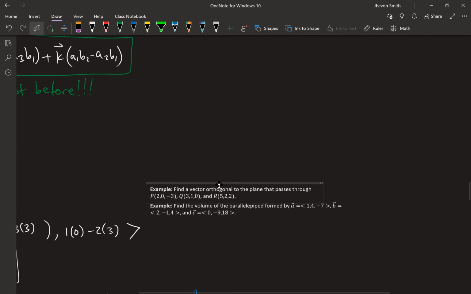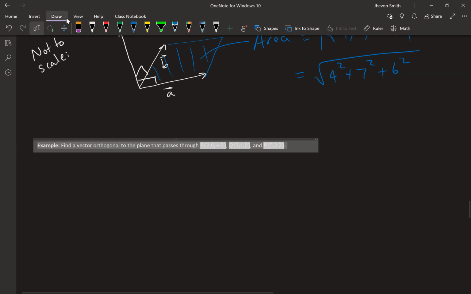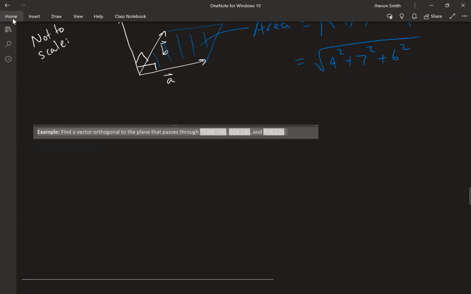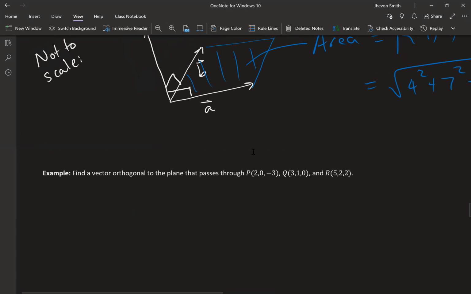All right, let's try this one. Find a vector orthogonal to the plane that passes through these 3 points. So these are points now. That's size 16, that looks a little bit small. Let me make this bigger.